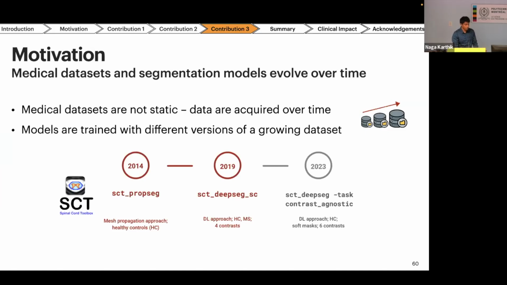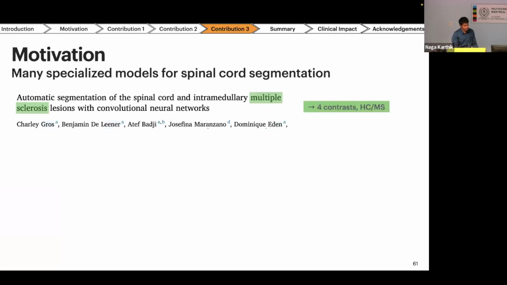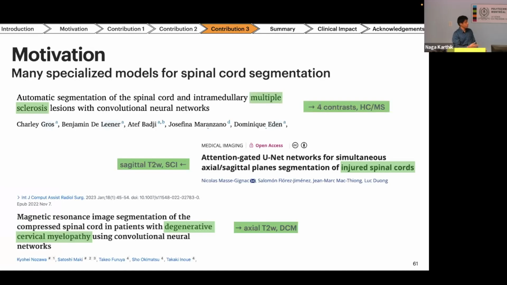To make this concrete, this is the evolution of how the spinal cord segmentation models developed in this toolbox. So we started with SCT PropSeg, which was trained on healthy controls, and then we moved to DeepSeg SC, which was trained on healthy controls and MS patients on 4 contrasts, and our previous work, contrast agnostic, which was trained on 6 contrasts. So we have increased the number of contrasts, and the models are also evolving. But at the same time, there are several specialized models in the literature. For example, one for MS, one for spinal cord injury, and one for DCM. These are either trained on a single contrast, or they have different strategies for training. So essentially, the models for spinal cord segmentation are not standardized.